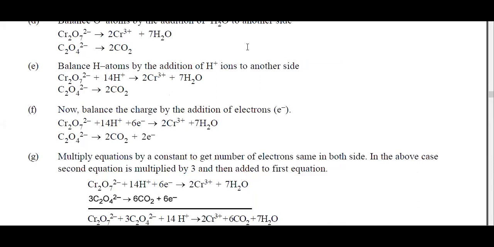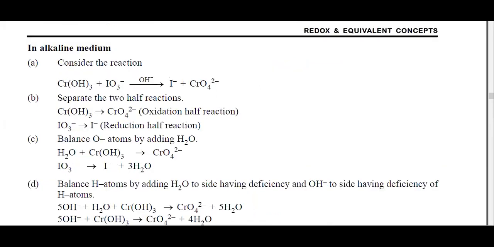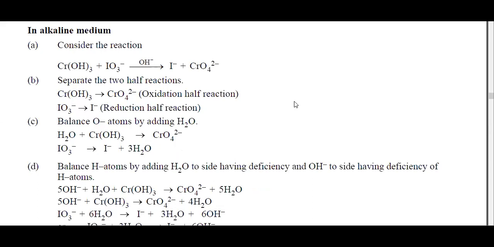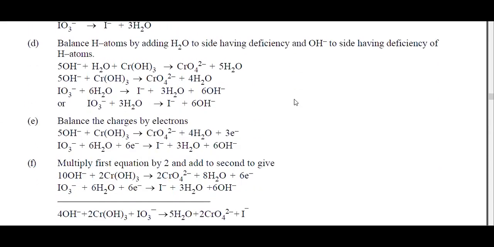Now next, alkaline medium. When we talk about alkaline medium, we will do the same steps. The only step which will change is the addition of OH minus. In some books, OH minus and H plus will be added first, then electrons will be balanced, and in some books, electrons will be balanced first, then OH minus and H plus will be added. Frankly, it doesn't matter. You can do any steps, at any point of time.